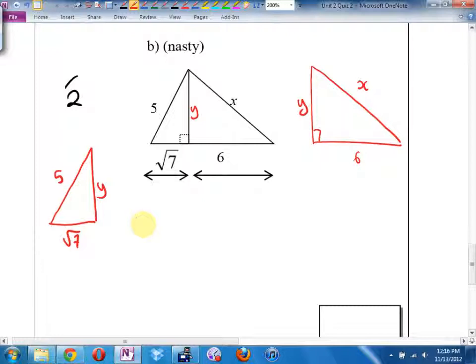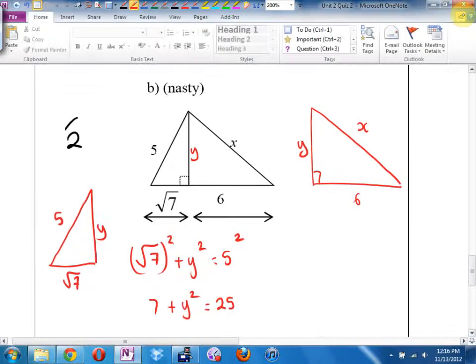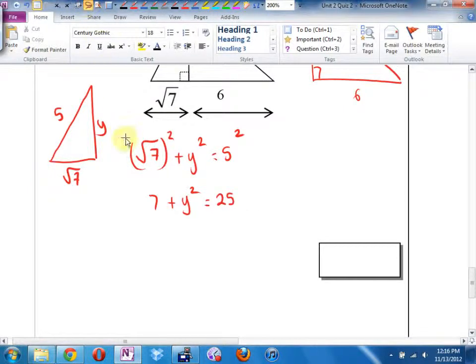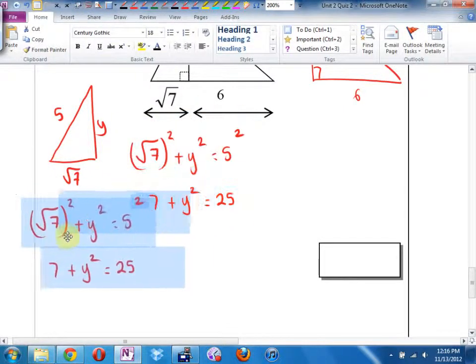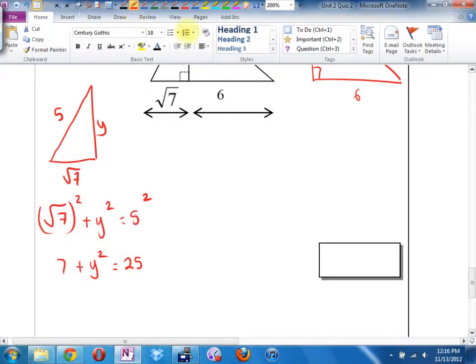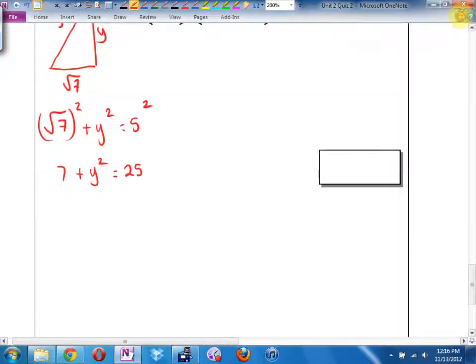My equation for y is going to look like this. Root 7 squared plus y squared equals 5 squared. 7 plus y squared equals 25. How would I get the y squared by itself? Minus the 7? I totally agree with you, except I'm going to do this, I think, Mr. Dewick. Let's take this, and let's move it down to here, underneath that triangle. That makes more sense.